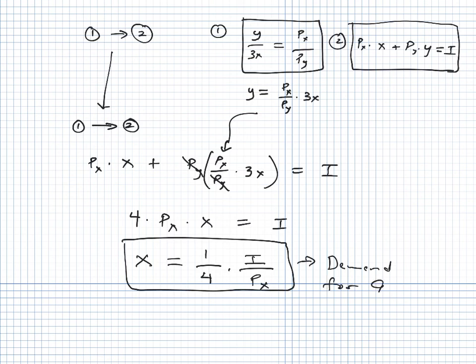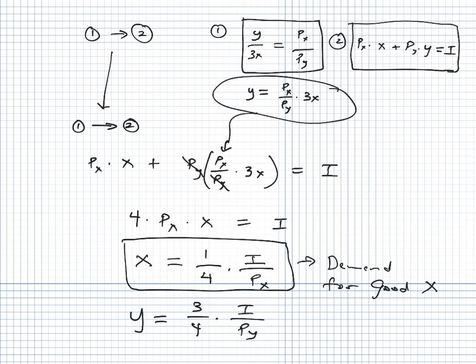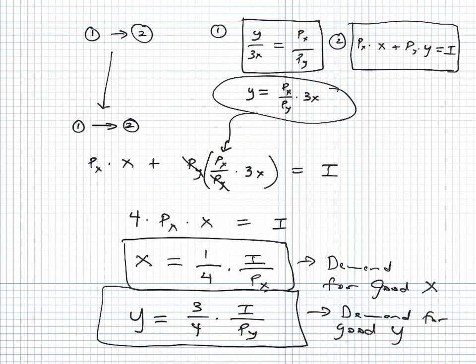If I wanted the demand function for good y, I could simply go back to equation 1 up here, rearrange that so that I've solved explicitly for x, so that it would make it easy to plug into my budget constraint, in other words, equation 2. Just doing that, doing a little bit of algebra, what I'd ultimately end up with is that y would be equal to 3/4 times I over py. So we have demand for good x, and now finally demand for good y. And those are our Cobb-Douglas demand functions when our utility function is x times y cubed.